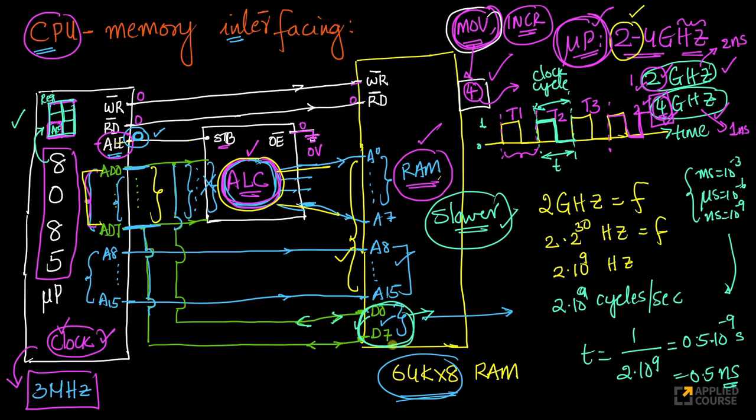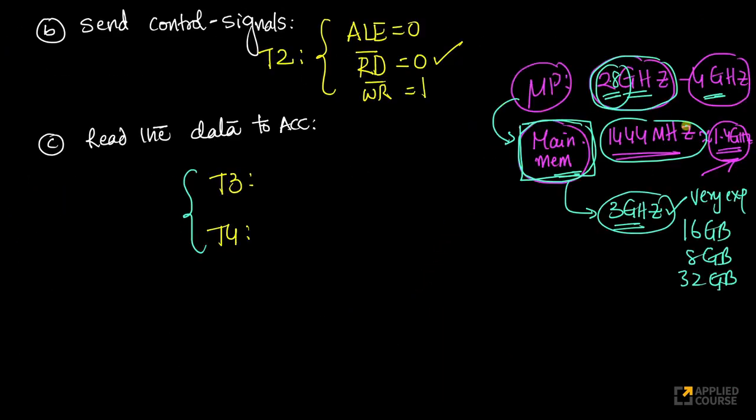And how much time does it take? As much as the cycle time of the RAM itself. And since the RAM is operating at half the speed, by the time the RAM actually places the memory values on D0 to D7, my microprocessor, which is operating at double the speed, has already completed 2 cycles, right? My microprocessor is operating at double the speed.